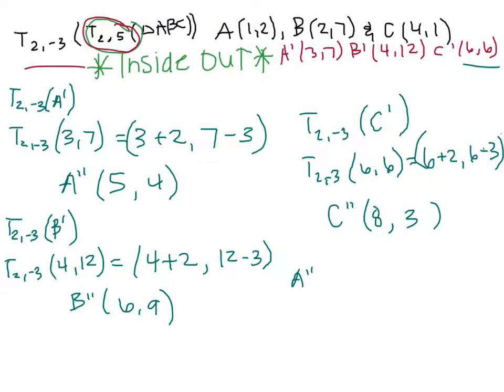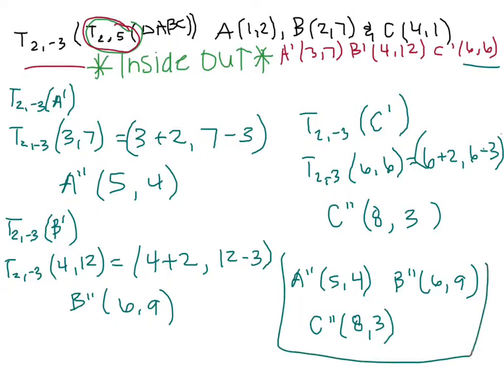My final positions are 5, 4, 6, 9, and 8, 3. Remember, always go inside out. Start with your innermost translation and then work your way out to the edges.